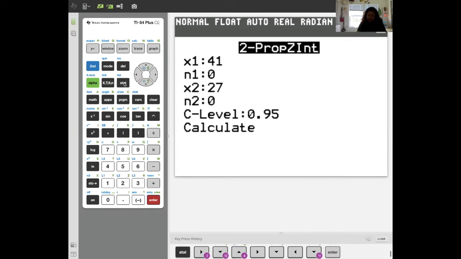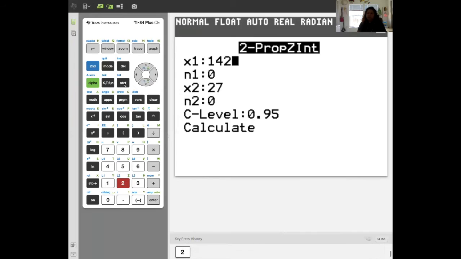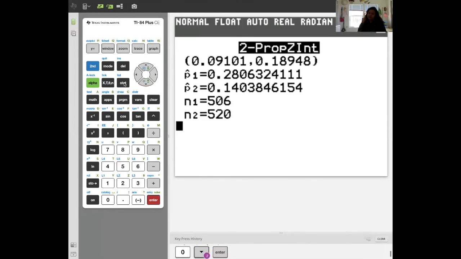X1 is going to be 142 because 142 men say men are more intelligent out of the 506. X2 is going to be 73 because 73 women say that men are more intelligent out of the 520. Our confidence level is 0.95, and this is what we get, 0.09, comma 0.189. So that means that in my notes, I just rounded a bit.